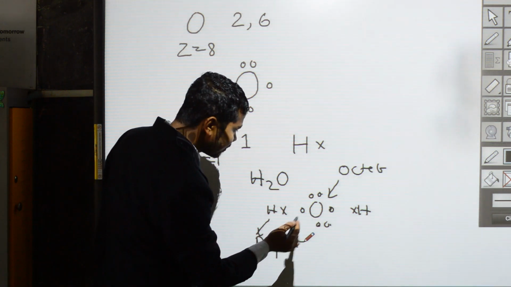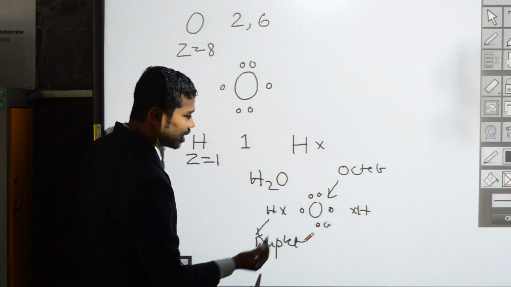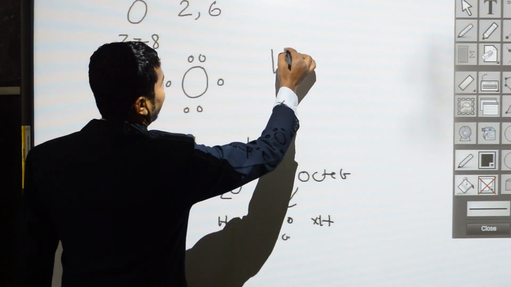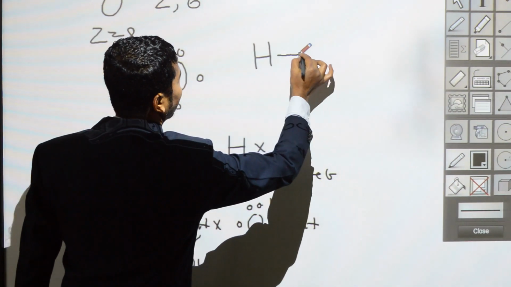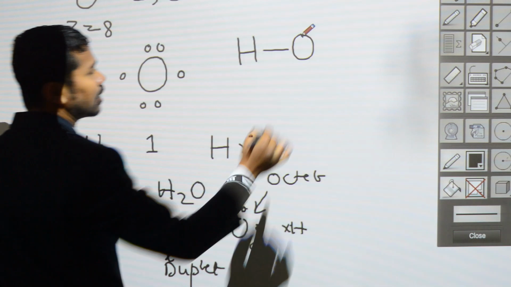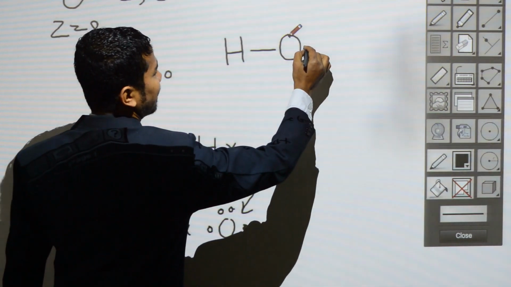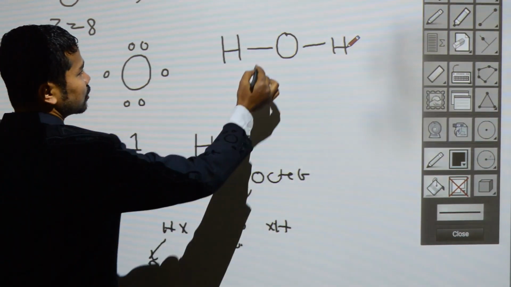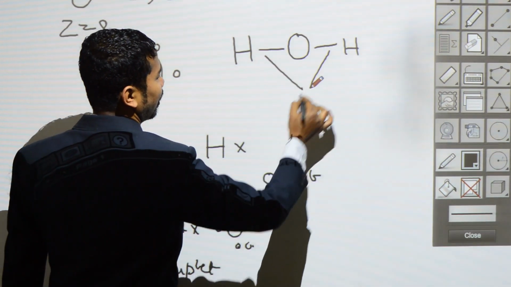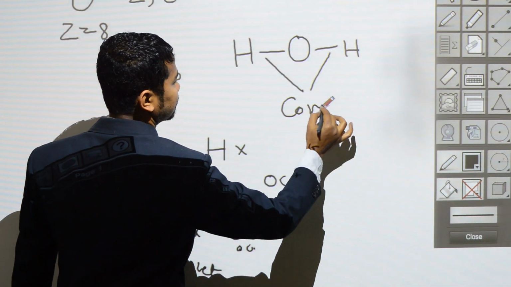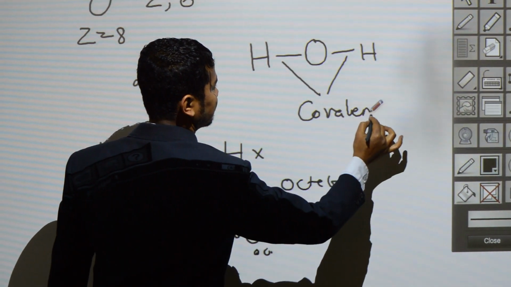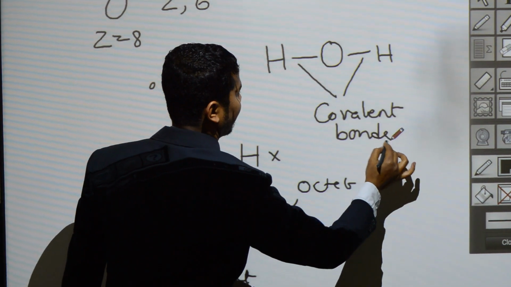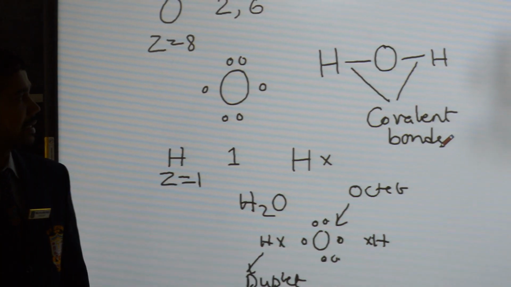So, what we can see here in water is that hydrogen is forming a bond with oxygen, and another hydrogen is also forming a bond with oxygen. So, these bonds are covalent bonds, as we have already done in class.